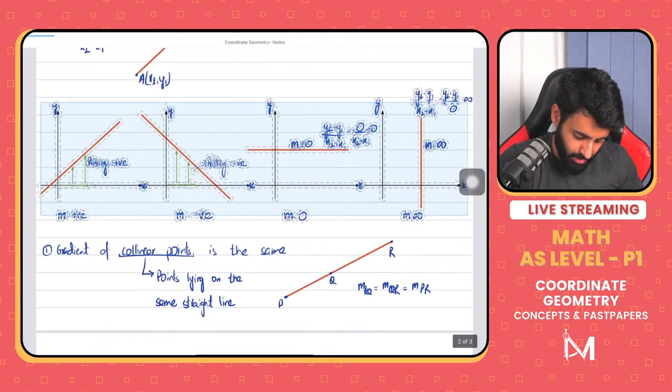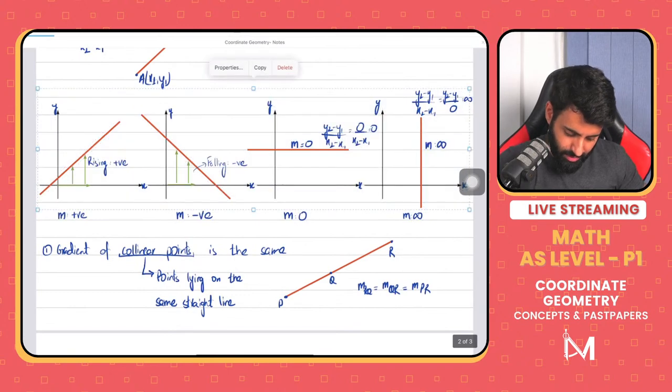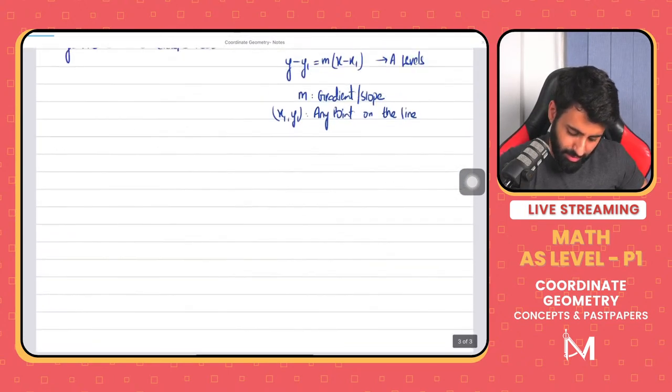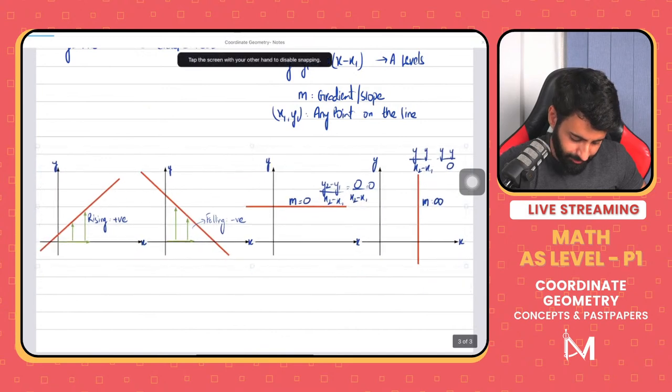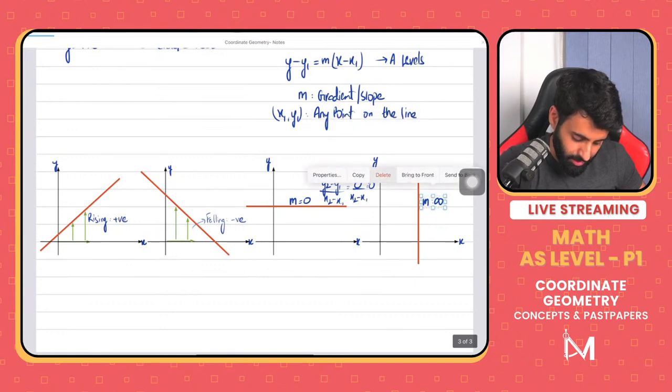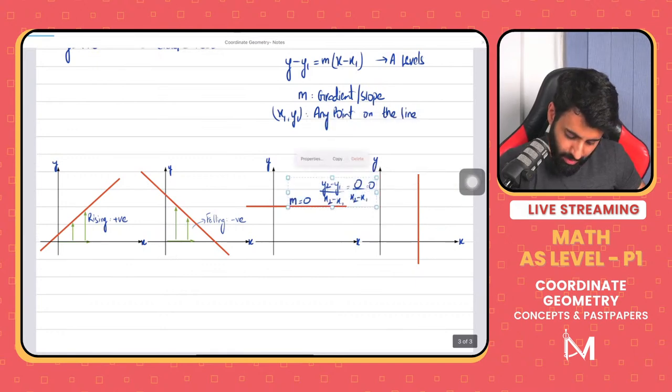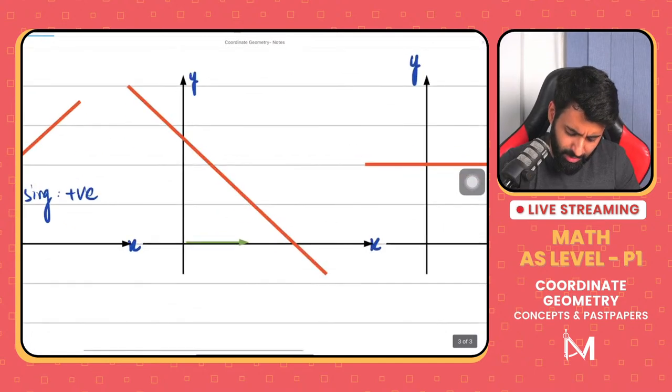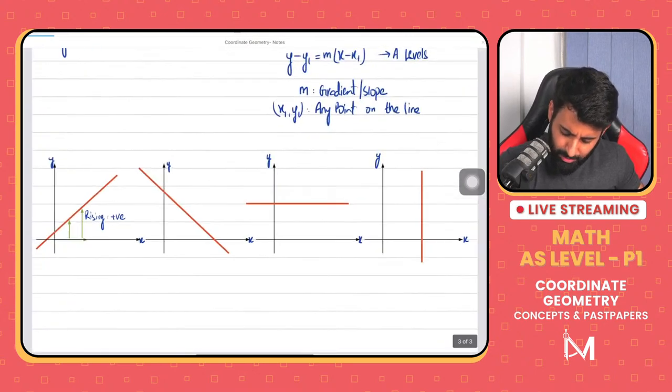There's something that I like to add over here: by looking at a straight line, you should be able to identify what its equation will look like. You should be able to do that, and that will help you in making sure that your answer is correct. And it will give you a small edge when you're solving past paper questions.